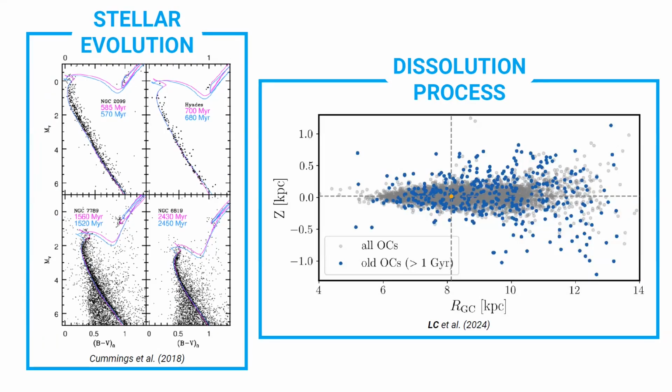You can also study the dissolution process of these bound structures. As you can see in this plot, it's the same as before, just coloring the old clusters. They are distributed above and below the disk, so the dissolution process seems to be correlated to the density of the environment.